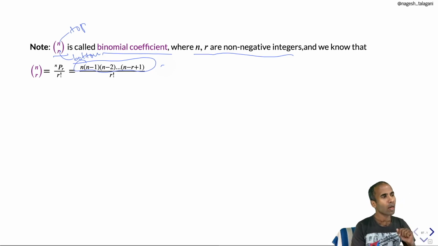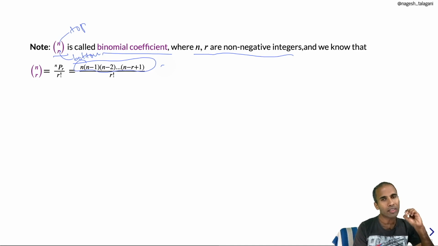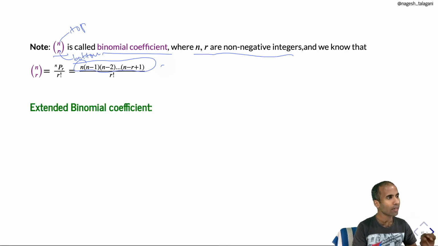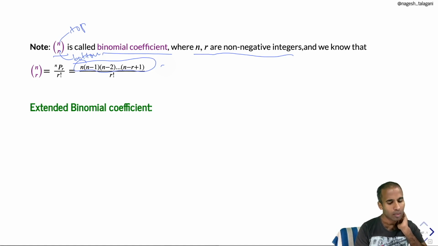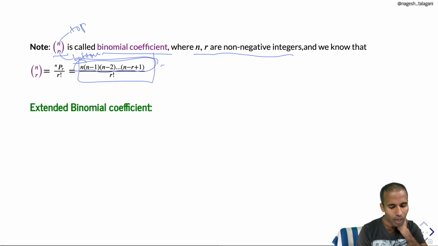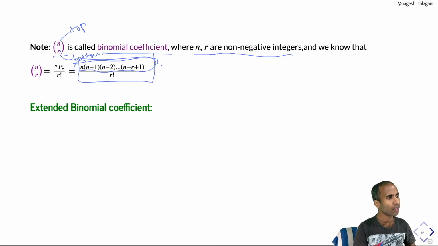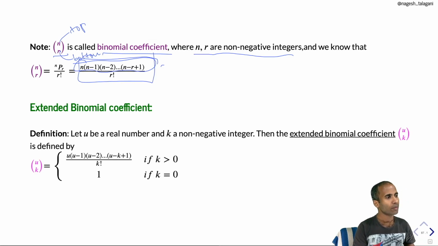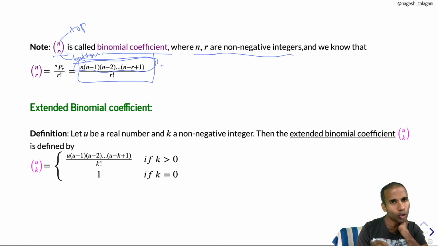Now we are going to generalize this binomial coefficient as something called extended binomial coefficient. Just looking at this expression, we want to generalize this. Here we generalize n to be a real number. Let u be a real number. This is going to be the top parameter, and k is a non-negative integer, which is going to be the bottom parameter.